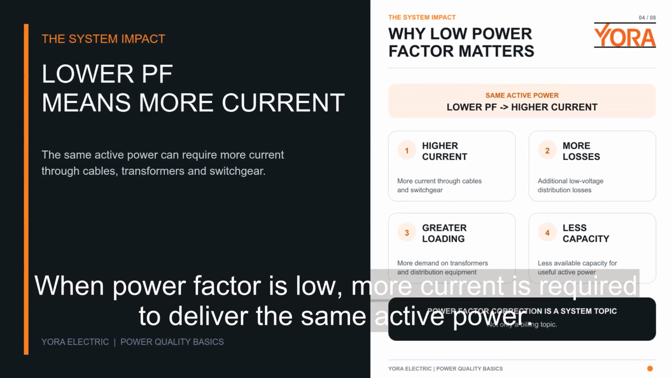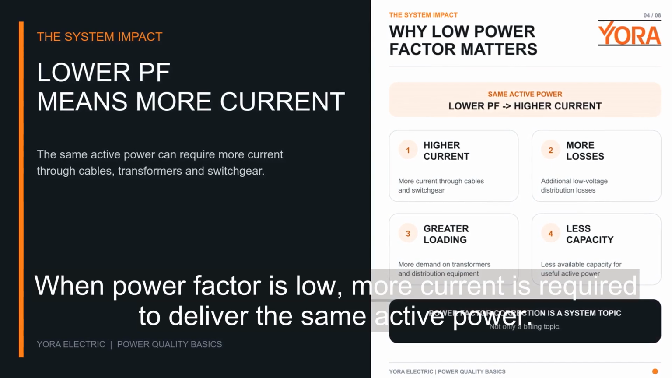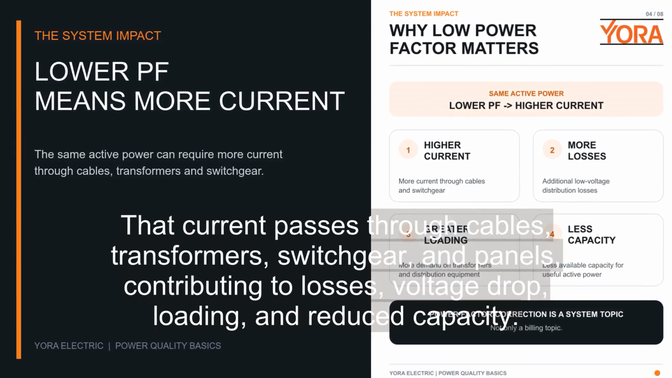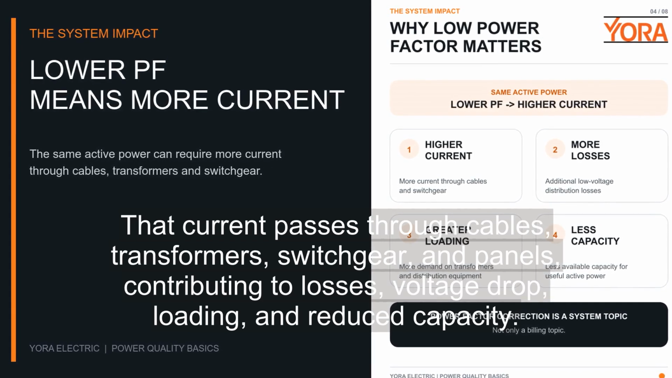When power factor is low, more current is required to deliver the same active power. That additional current passes through cables, transformers, switchgear, and panels, contributing to losses, voltage drop, greater loading, and less available system capacity.